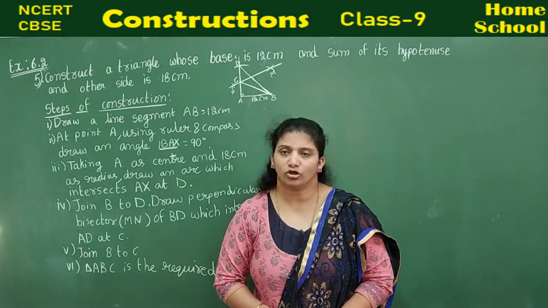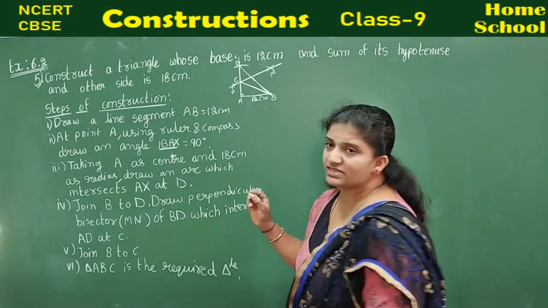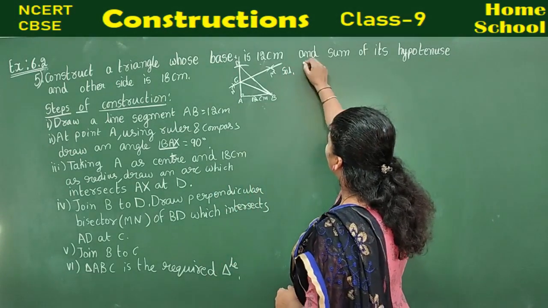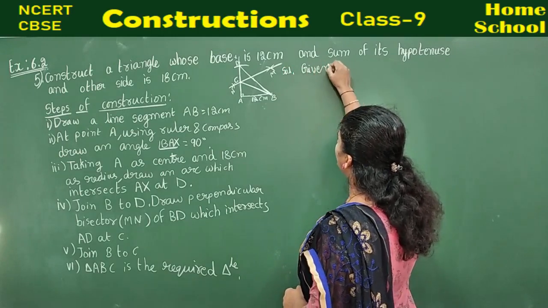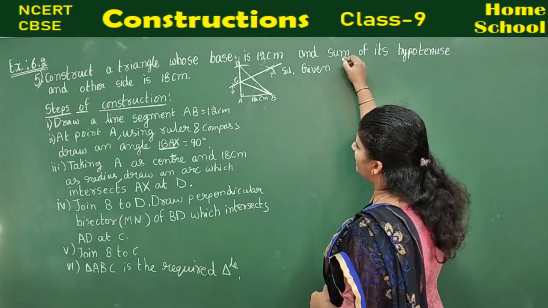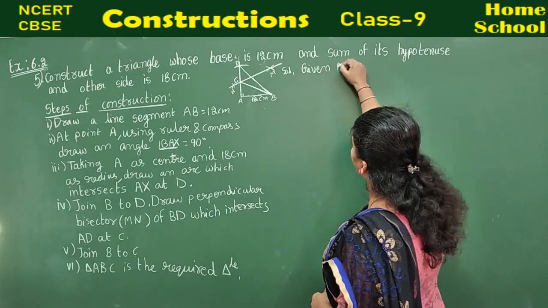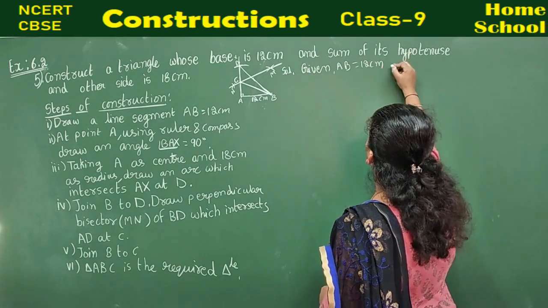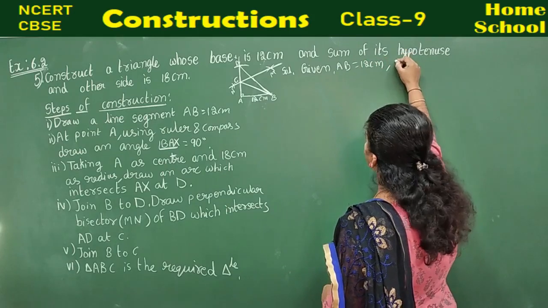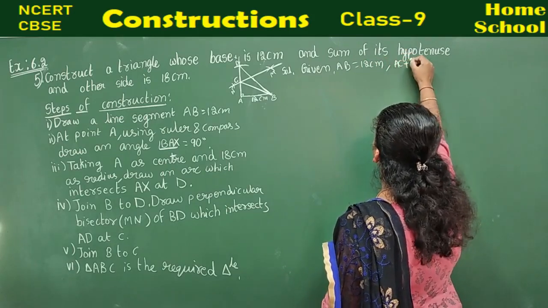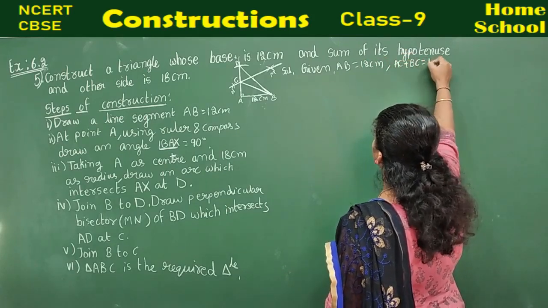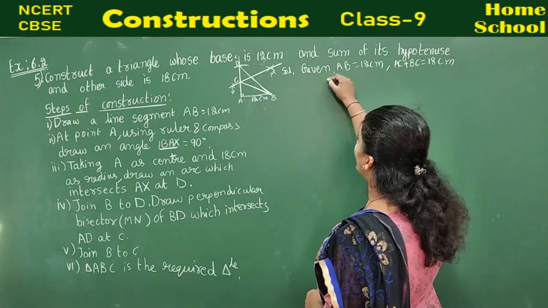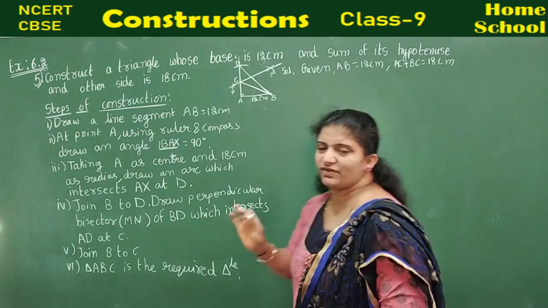Let's start our original construction. Before we start, we need to write the given data. Solution. Given: a base of a triangle, AB equal to 12 centimeters, and the sum of the other sides, AC plus BC, hypotenuse plus the other side, is equal to 18 centimeters. This much is given, and one angle of 90 degrees we need to know.